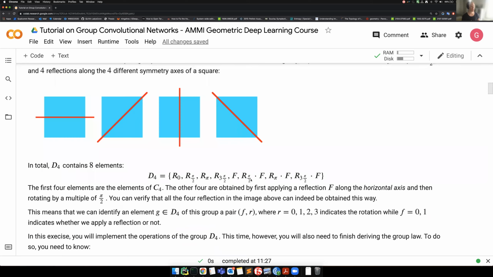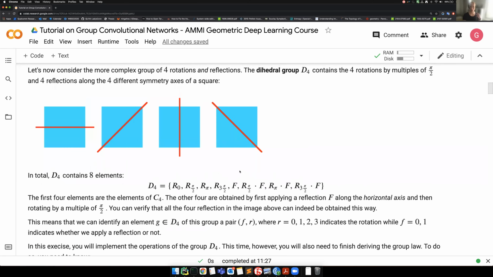The second one is a bit more complicated. We're going to do precisely the same. This time we're not going to implement the group of 4 rotations, but we're going to implement the group of 4 rotations and reflections. So you can imagine this group as containing these 8 elements.